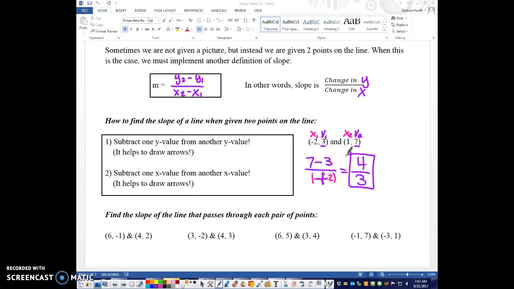Now we're going to practice finding the slope of some of these pairs of points. I want you to do this on your own, and then you'll turn this in by the end of the class period.